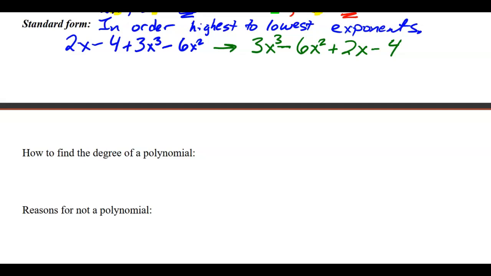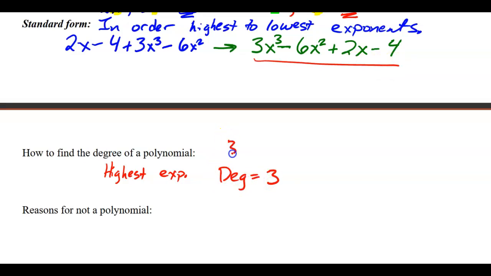Okay, if I'm looking for degrees of a polynomial, the degree is simply the highest exponent. So on this value up here, my degree is 3. So 3x cubed minus 6x squared plus 2x minus 4. 3 is the biggest exponent, so the degree is 3. Okay, and we also have to follow all of the polynomial rules.